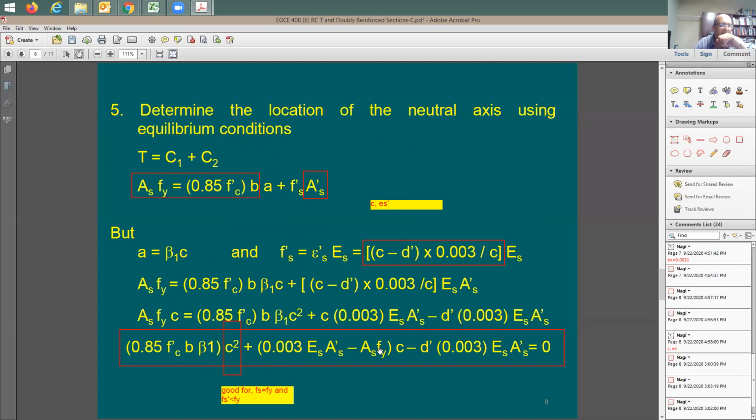As times Fy. Do you have these values? I say yes, I have As, I have Fy. Here's my unknown, the second unknown is going to be c, right? Do you have d prime? It says 2.5 inches, times 0.003 constant times Es, 29,000, times As prime, the 1.58, equal to 0. So right now I have one equation and one unknown, which is c, a second degree equation. When can I use this equation? When you have this criteria or this condition. All right, I should be able to solve for c.